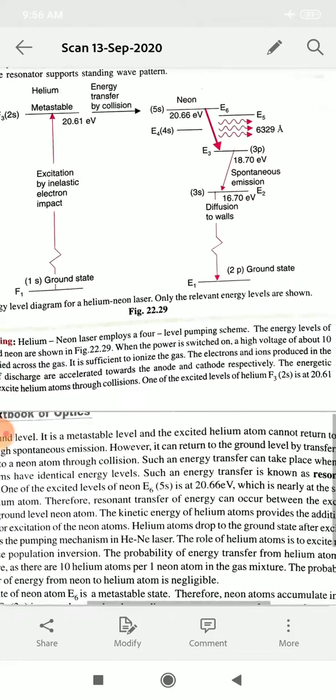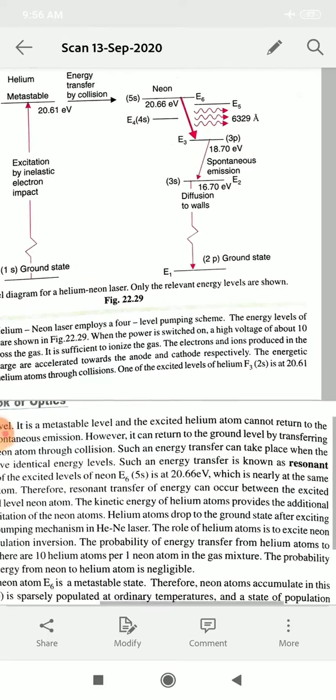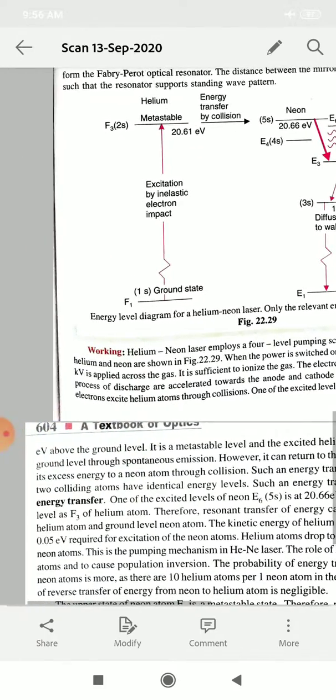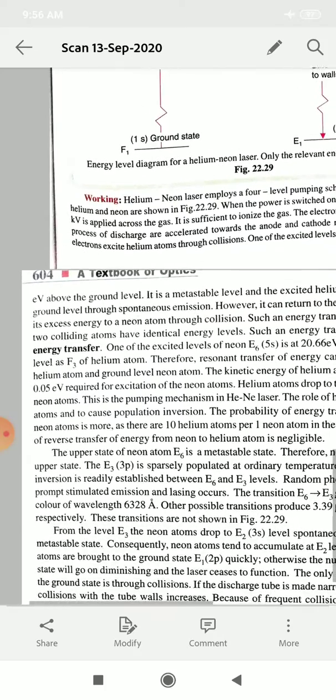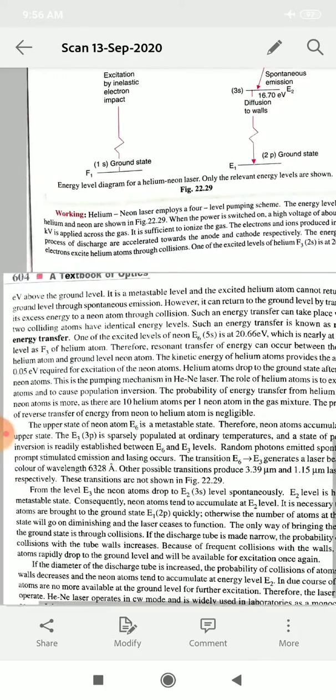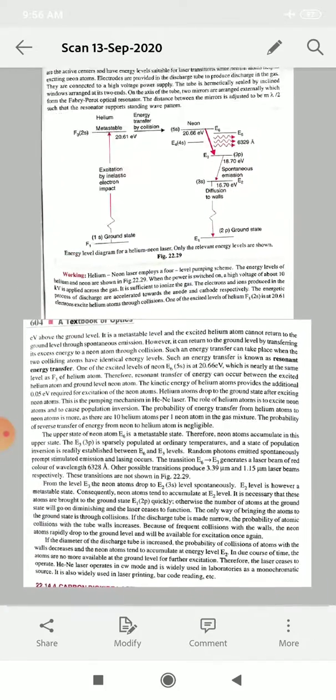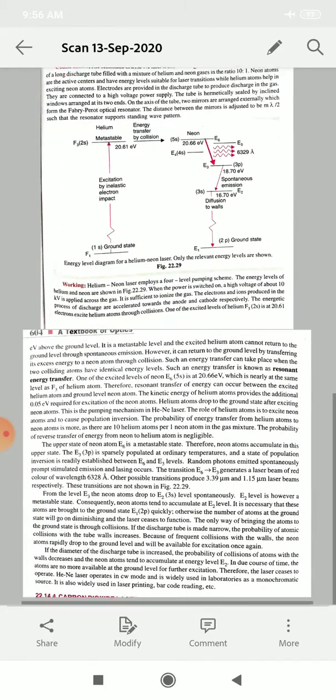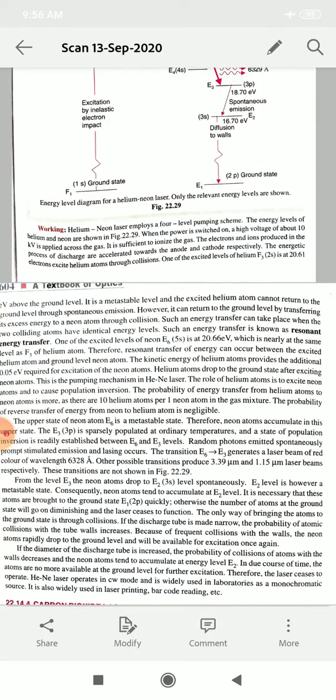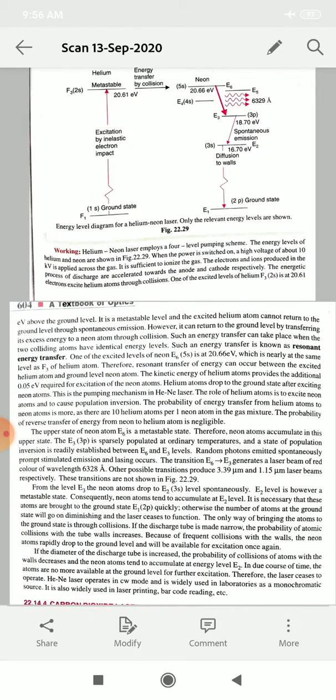One of the excited levels of helium, F3-2s, is 20.61 electron volts above the ground level. It is a metastable level, and the excited helium atoms cannot return to the ground state through spontaneous emission. However, it can return to the ground state by transferring its excess energy to the neon atoms through collision. Such an energy transfer can take place when the two colliding atoms have identical energy levels. Such an energy transfer is known as resonant energy transfer.